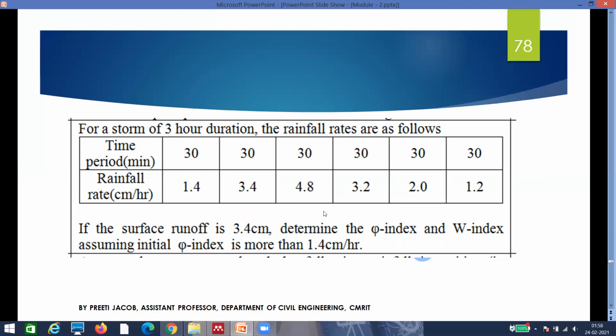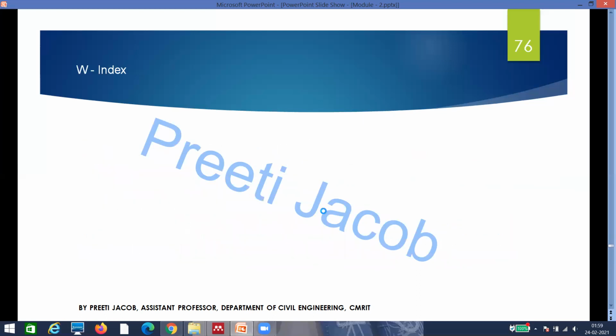Again, in the previous problem, your diagram was only for reference. You can just see the values of intensity and compare with the infiltration index. I have shown it graphically. You don't have to draw the graph. You can just see the values and knock out the values accordingly.